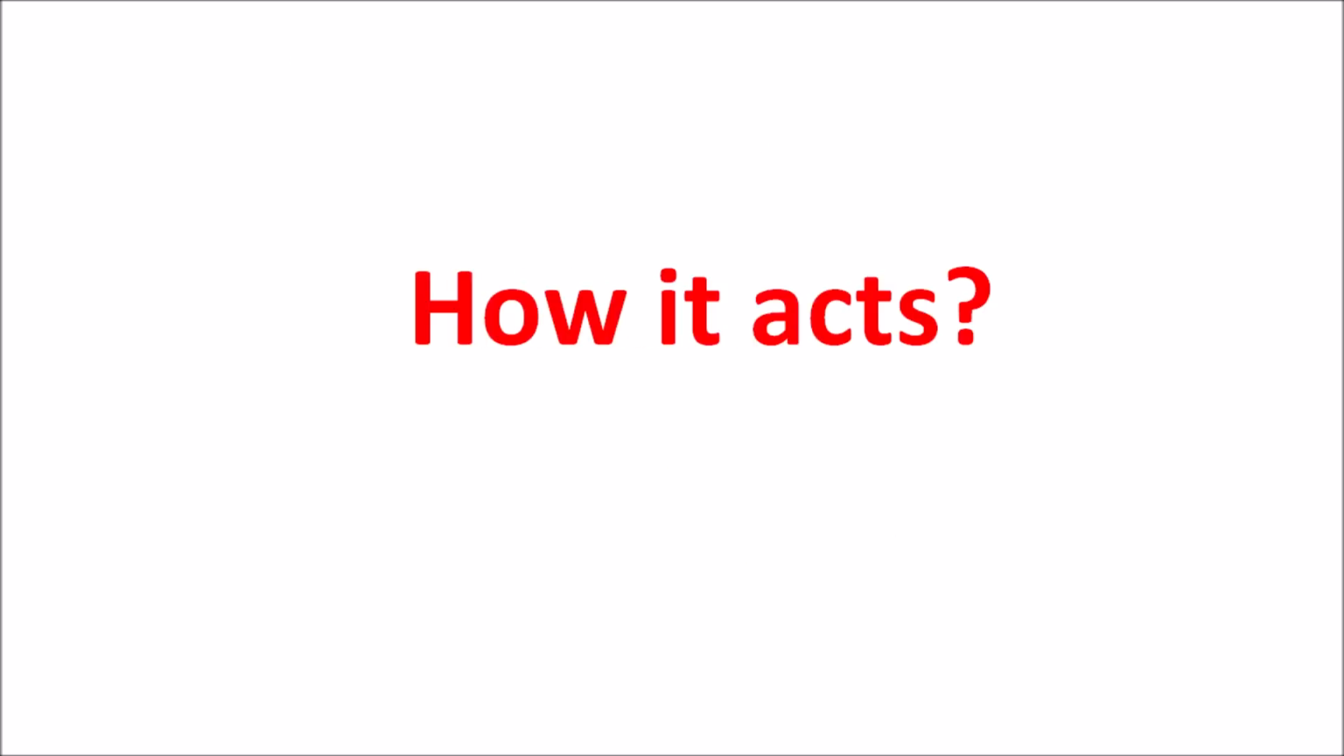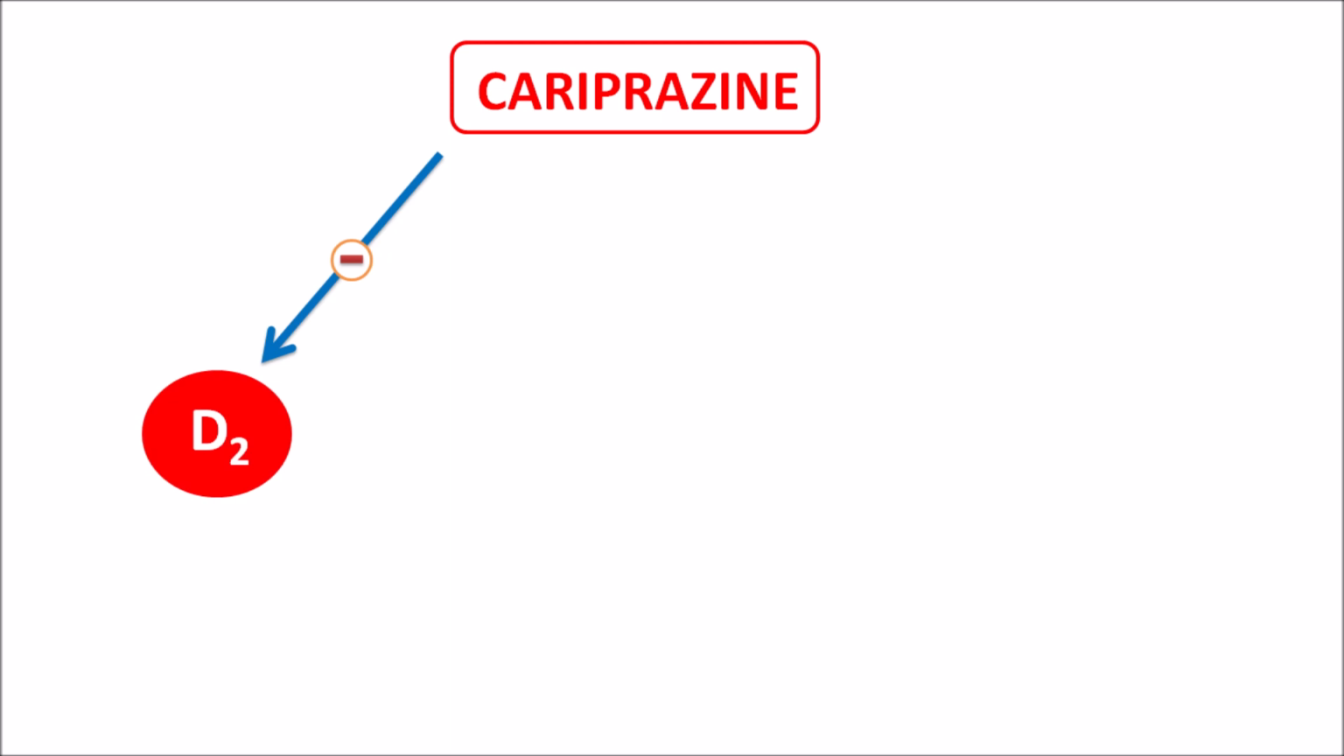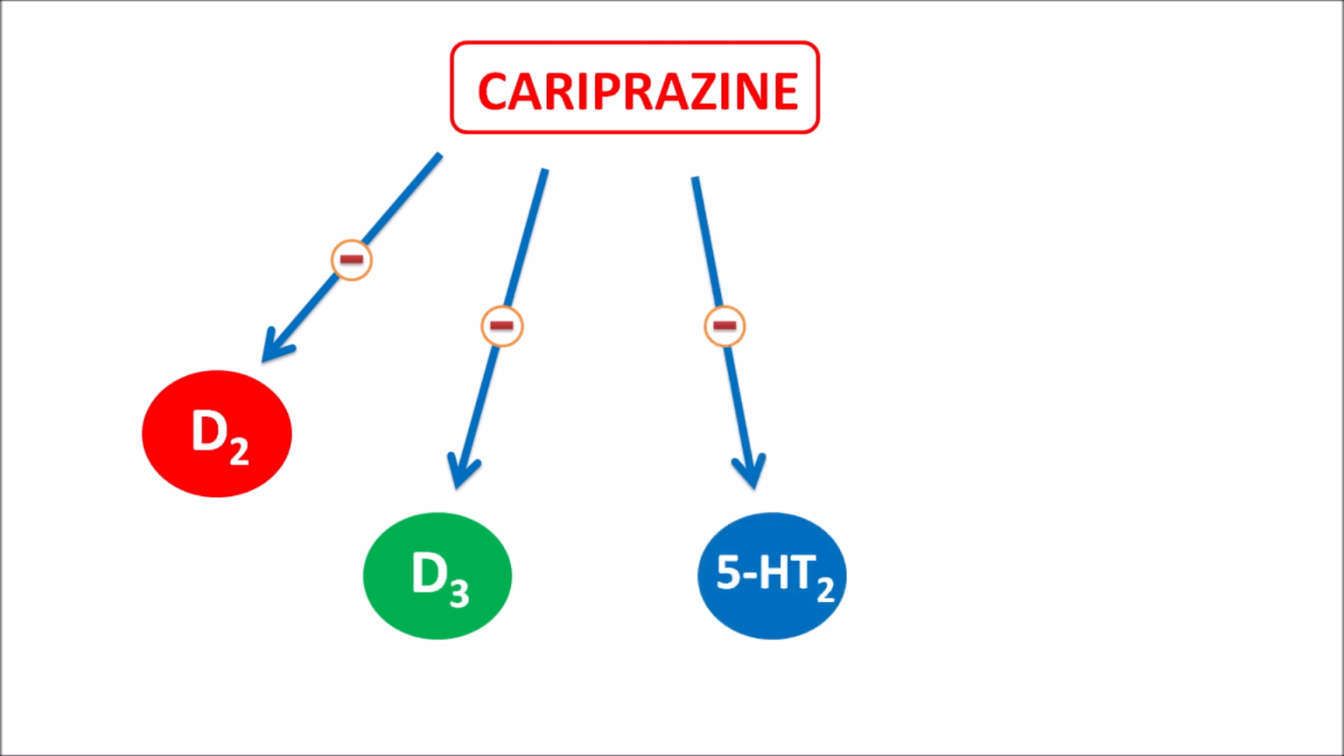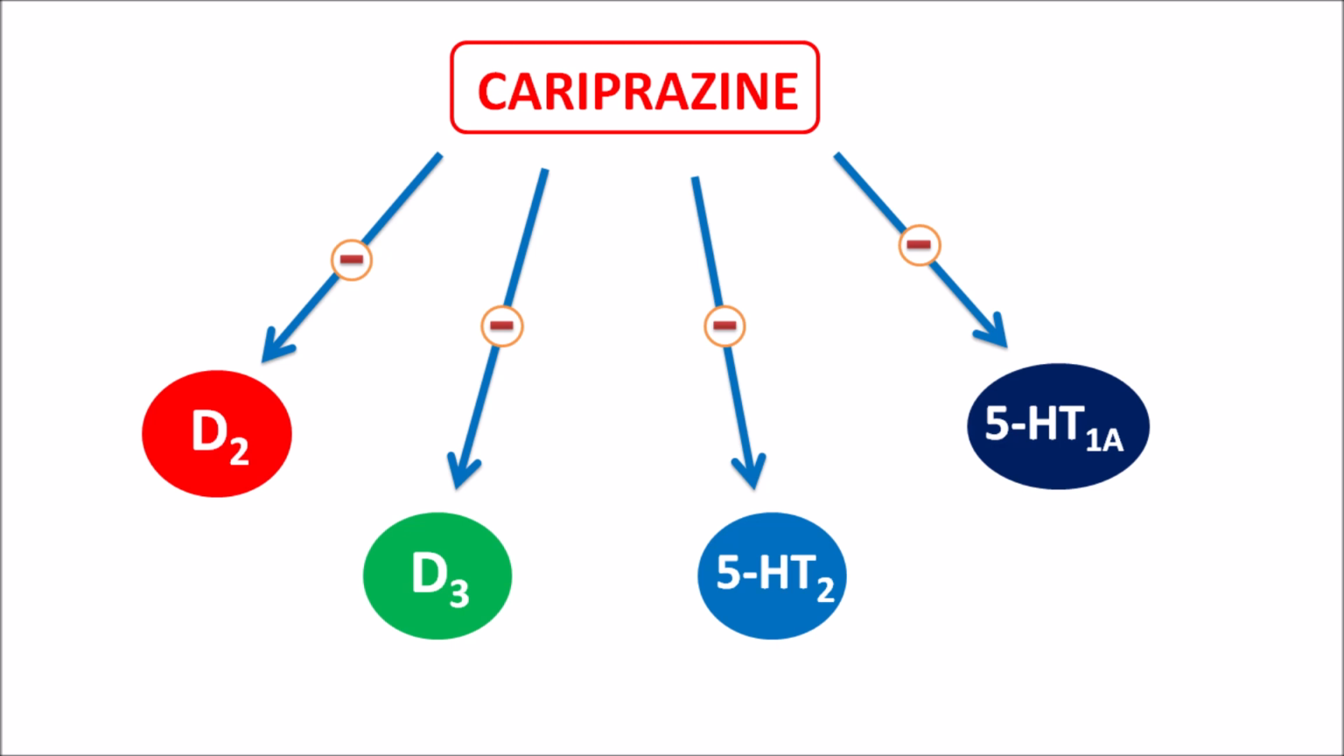Now let us see how this drug acts. Cariprazine can block many of the receptors. It can act as a partial agonist so that it can block the D2 receptors. It can also block D3 receptors, which is somewhat more important in its effectivity towards both psychosis as well as mania. And it can also block 5-HT2 receptors as well as 5-HT1A receptors. Apart from these receptors, it can also block H1 receptors, cholinergic receptors, and adrenergic receptors.